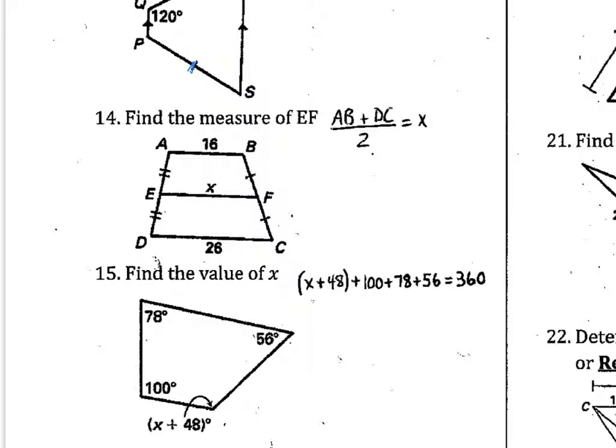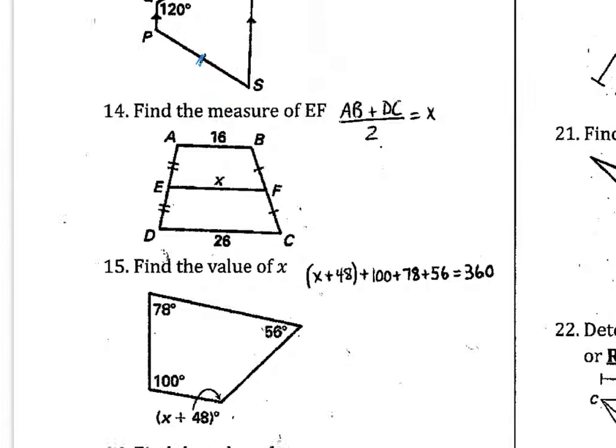For number 14, we've given you a little help here. We want to figure out the length of EF. To get that, you're going to take AB plus DC, and divide it by 2. So take those, add them, divide by 2.